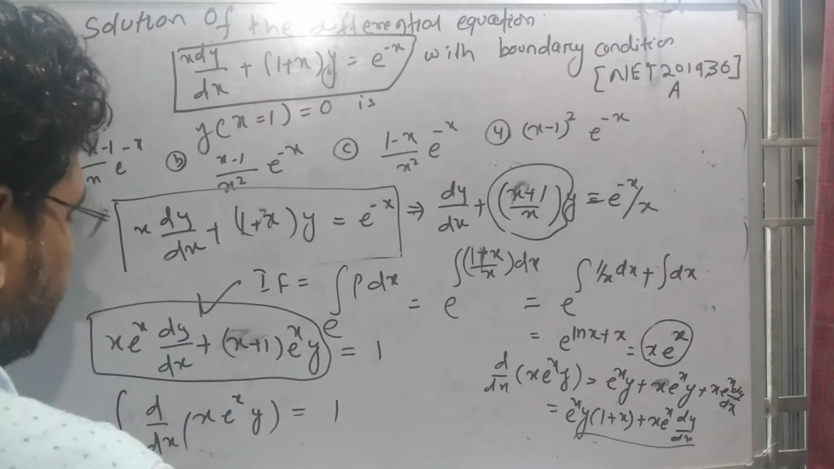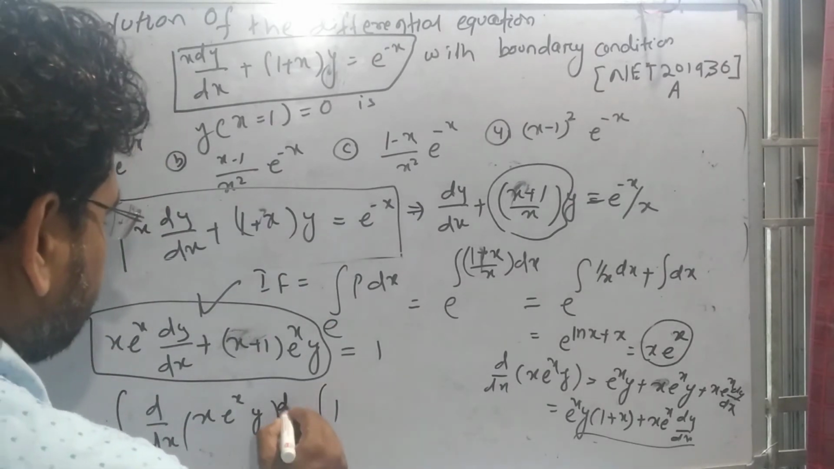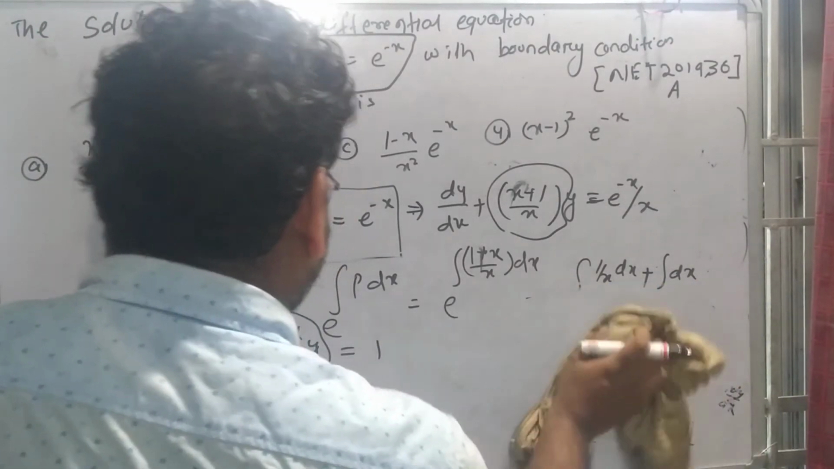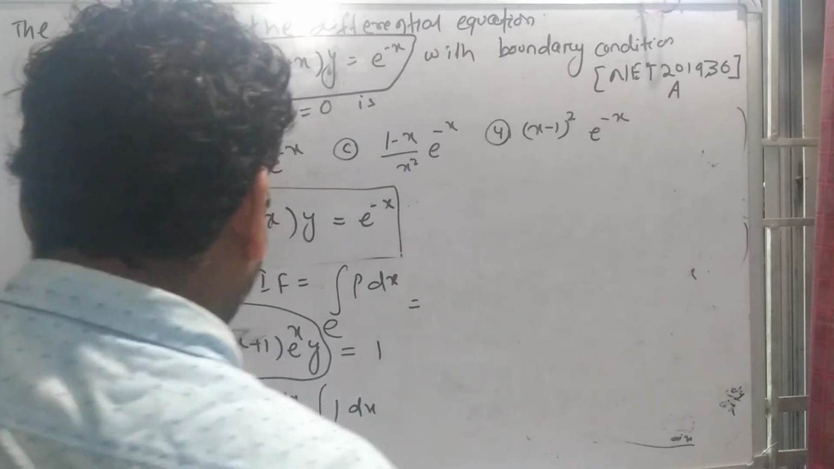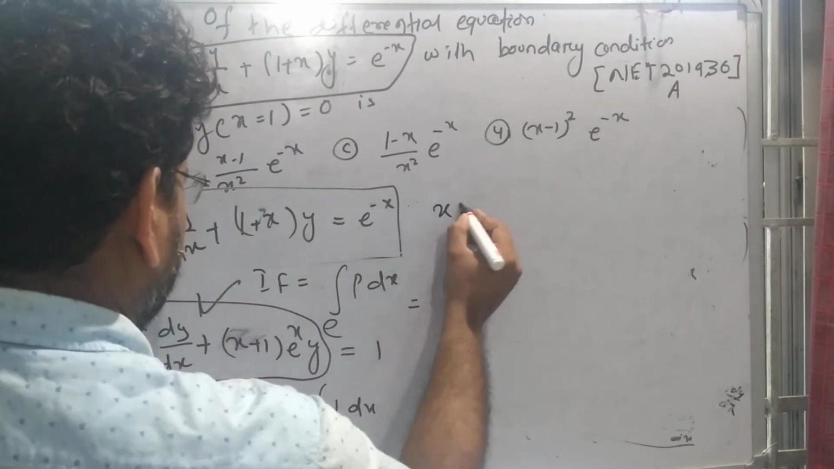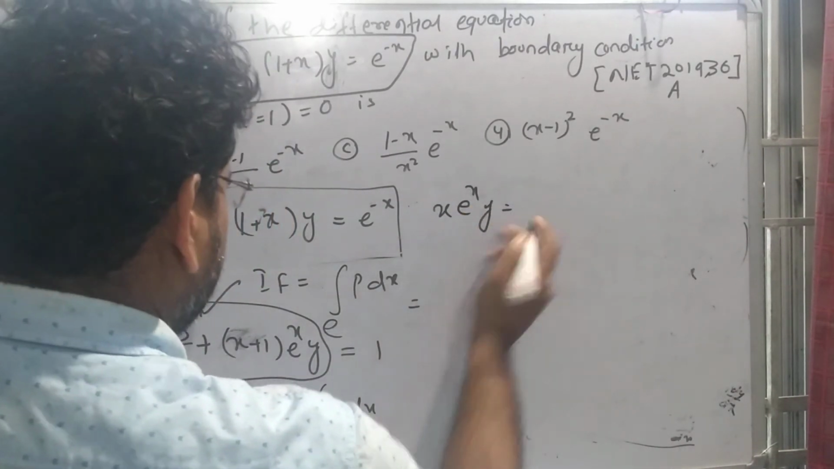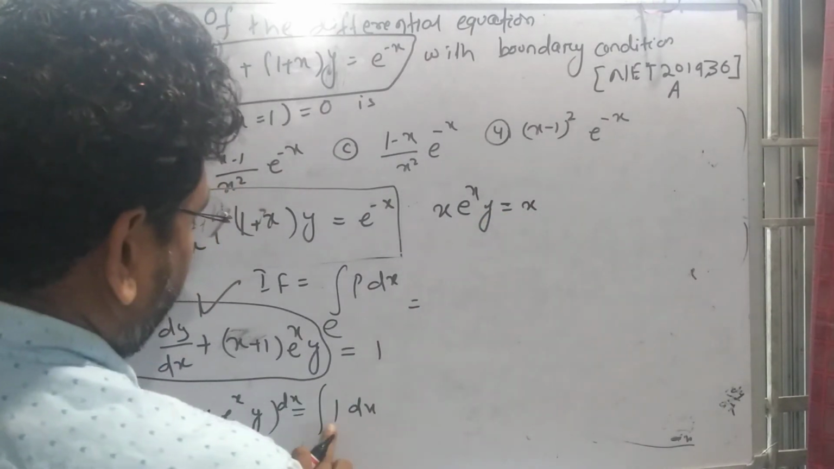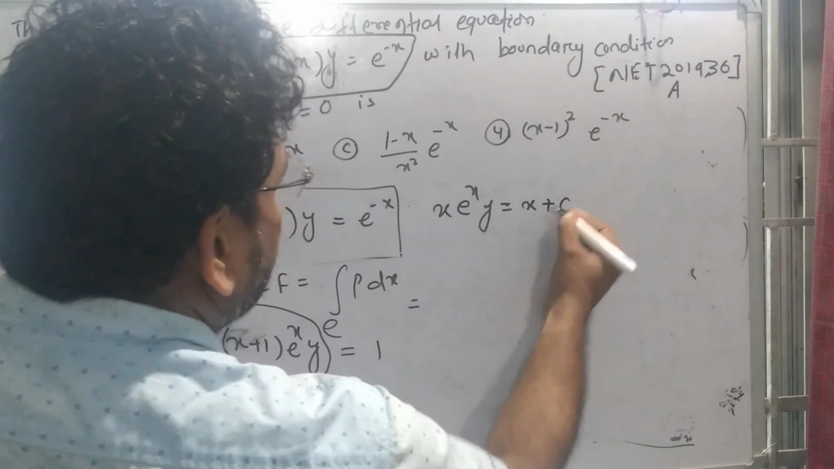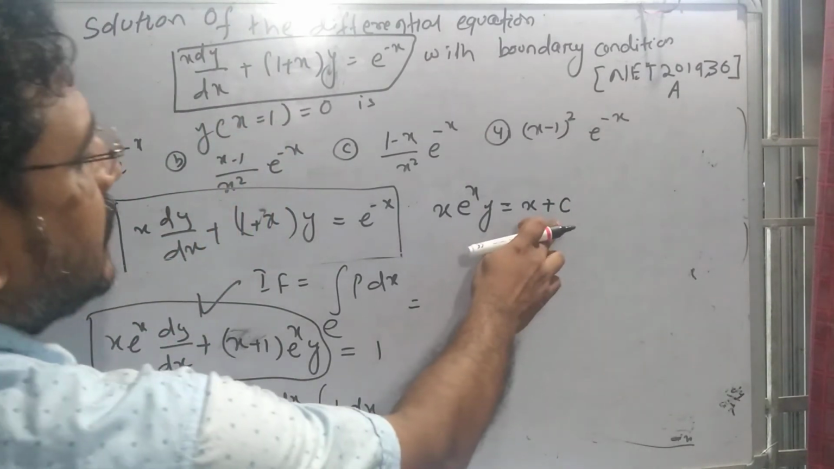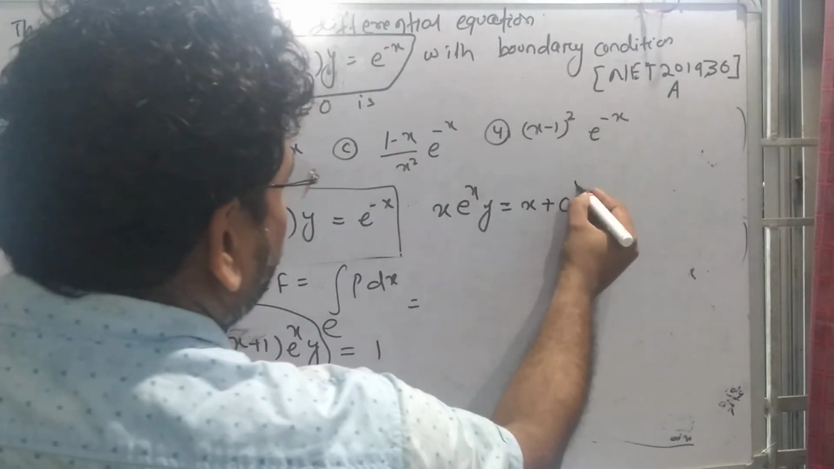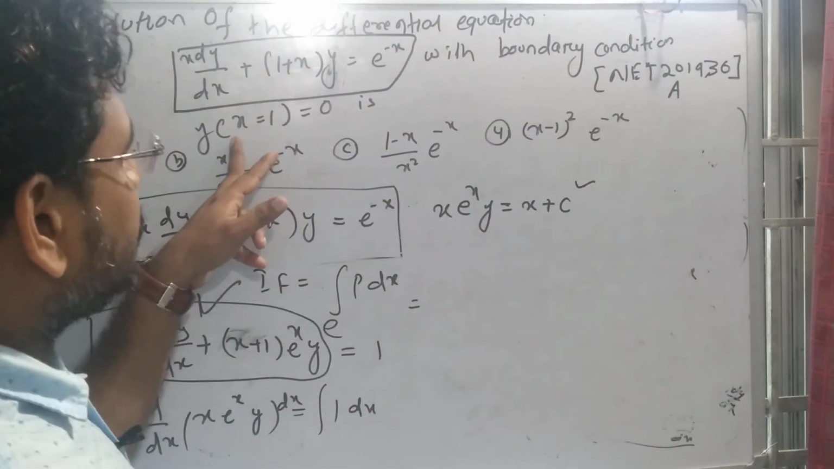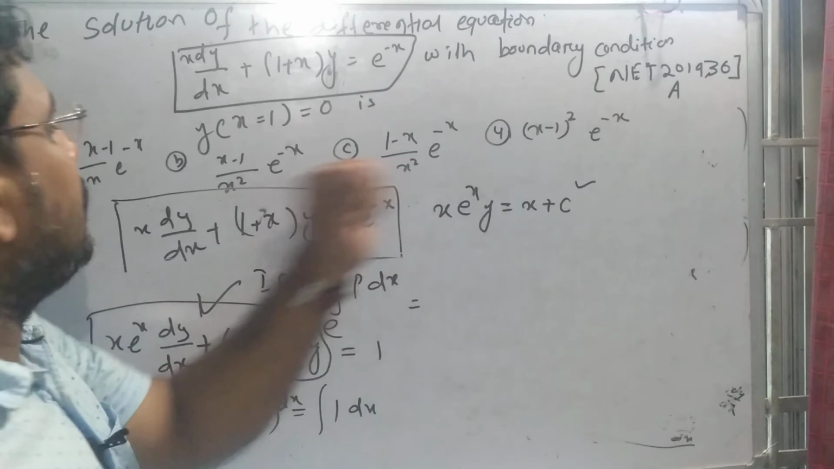Now take the integration on both sides. The left hand side will be x e to the power x y, and the right hand side will be the integration of 1, which is x, plus a constant of integration, c. Now we have to find this constant of integration, so we have to put in the boundary conditions.